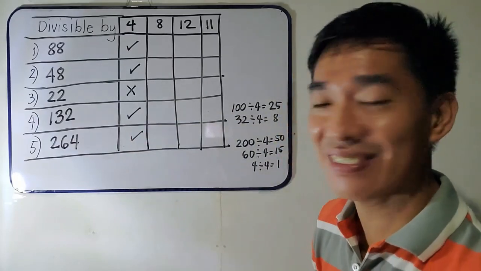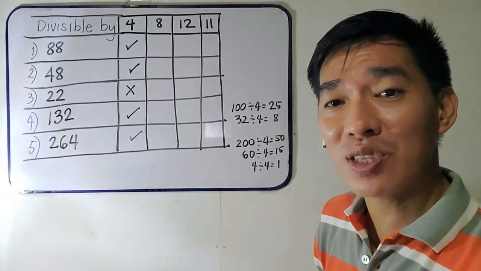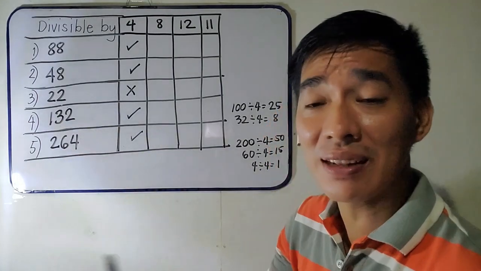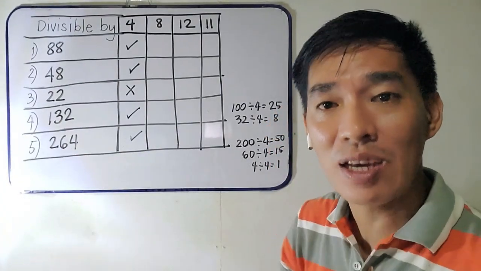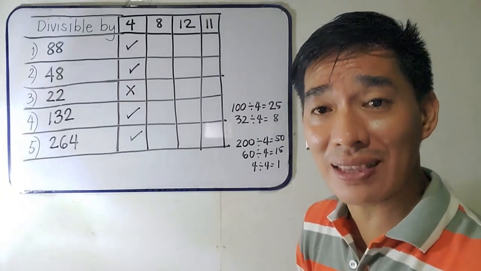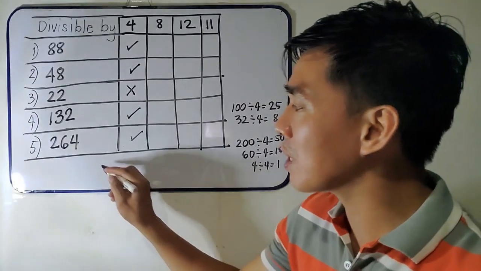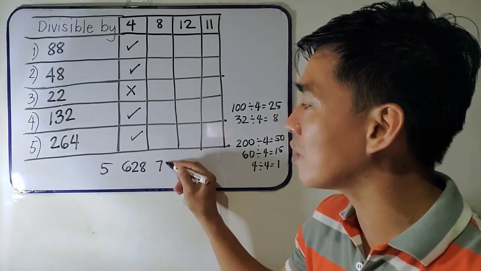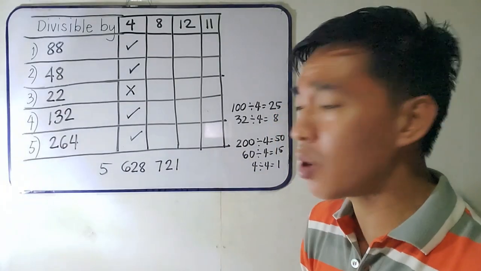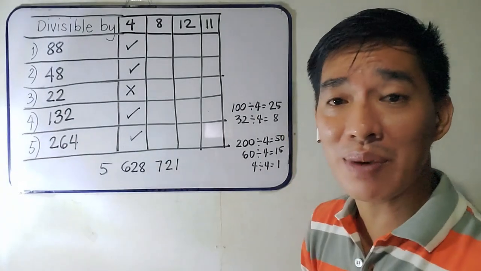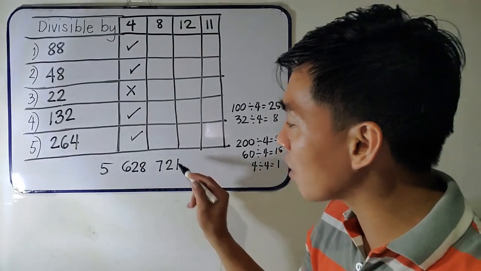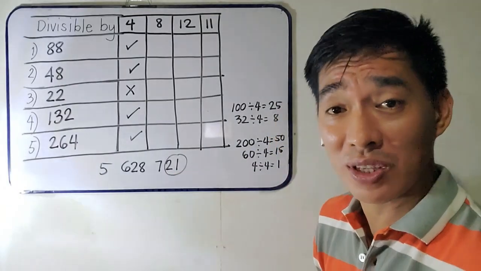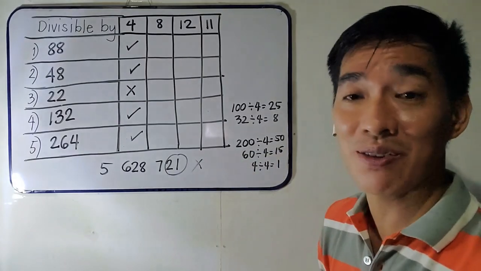So that's check. That's the only thing that you have to do. You just try to look at the last two digits here. If the number is really that big, all you have to do is look at the last two digits. So for example, if you have 5,628,721, you need not divide all this number by 4. All you have to do is look at the last two digits. Is that a multiple of 4? No, it's not. So this is not divisible by 4.